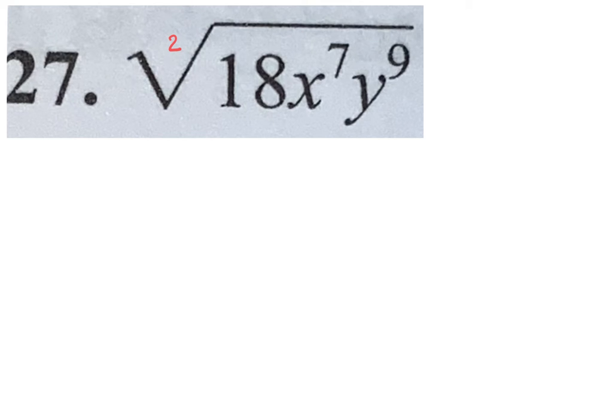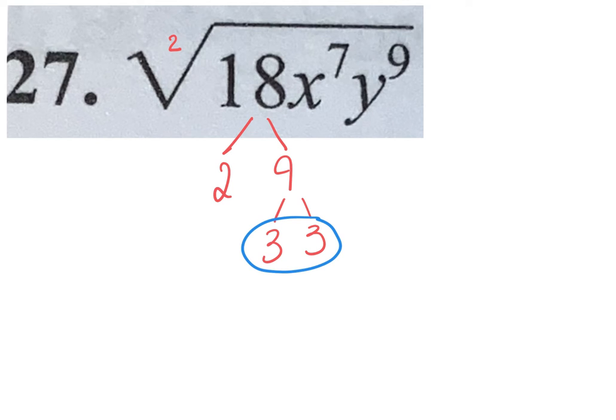And so I'm going to factor my number first. I'm going to take this 18, that's 2 times 9, and 3 times 3. I am looking for things that are in groups of 2. This 3 is in a group of 2, so that means a 3 is going to come out. This 2 does not have a group of 2, so it is going to stay inside my radical.